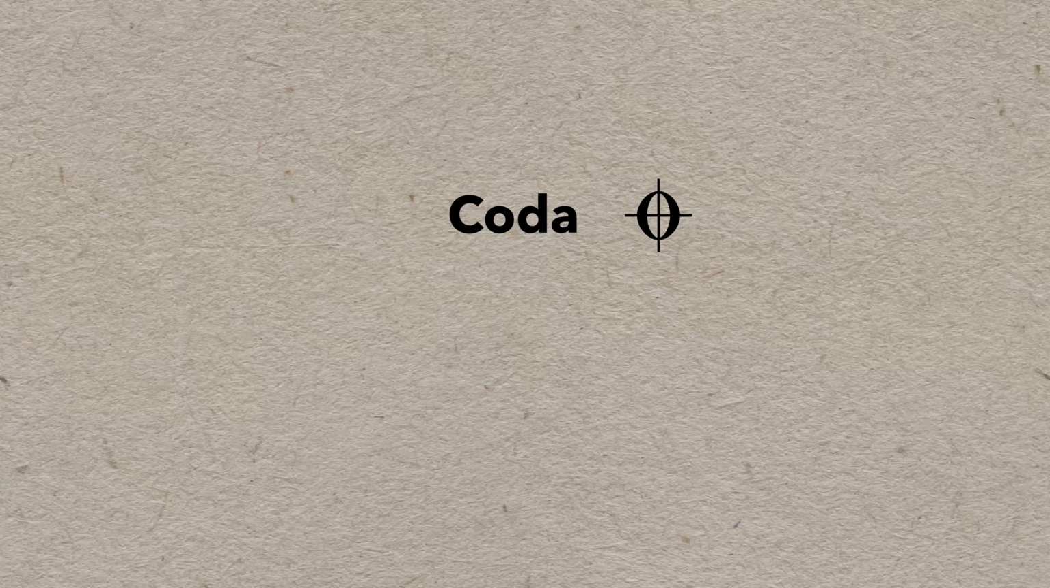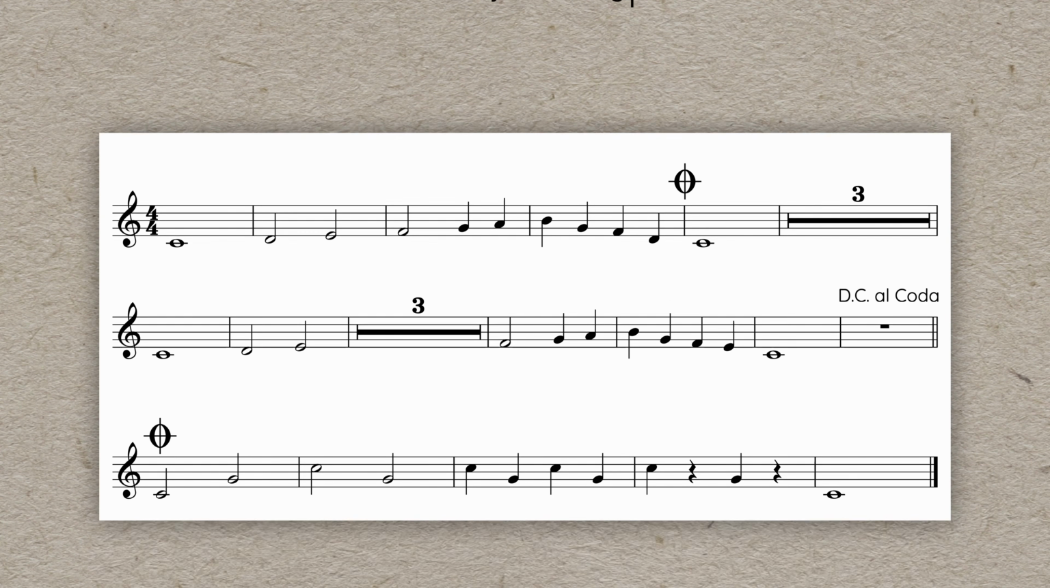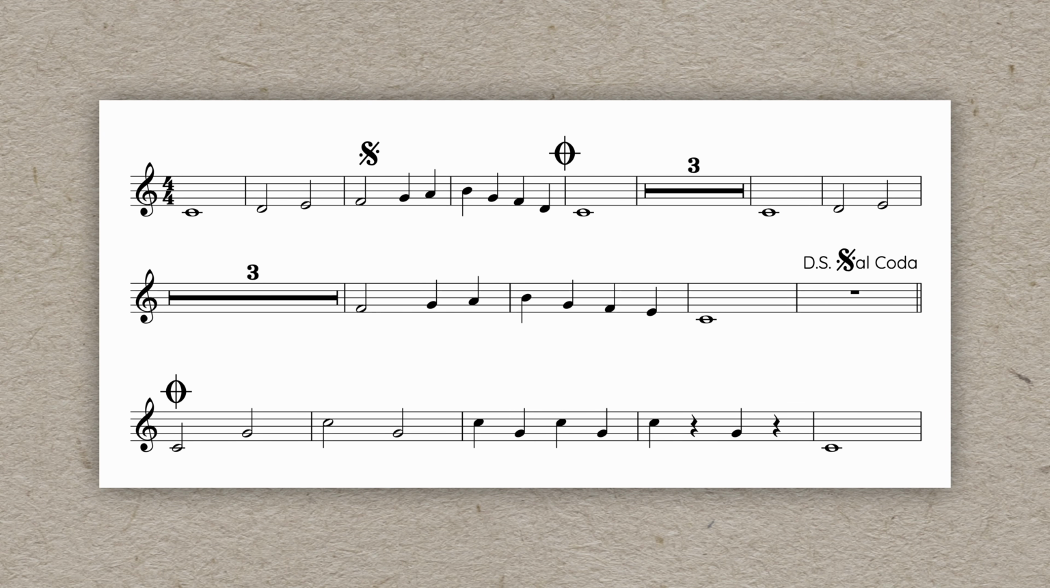Now, a coda is a new section of the piece, usually the ending, and it works like this. If you see a da capo al coda, that means go back to the beginning of the piece and play until you see the coda sign, and then jump to the section at the end with the coda sign. If you see DS al coda, that means jump back to the sign, play until you see the coda sign, and then jump to the other section marked with the coda sign.